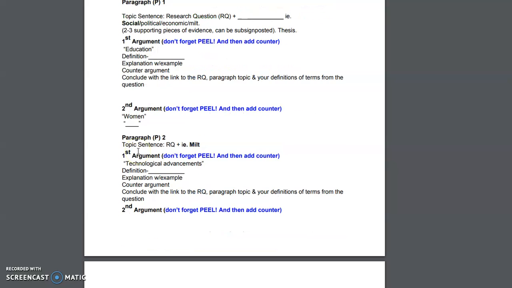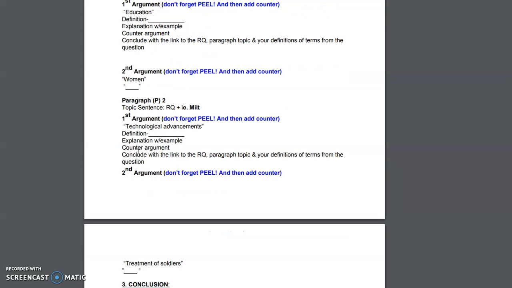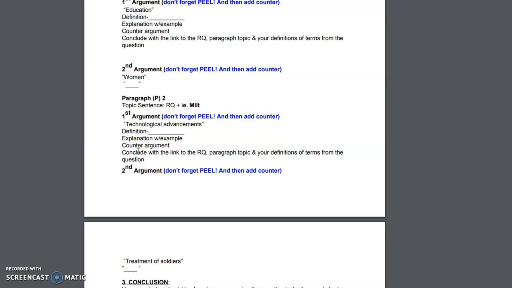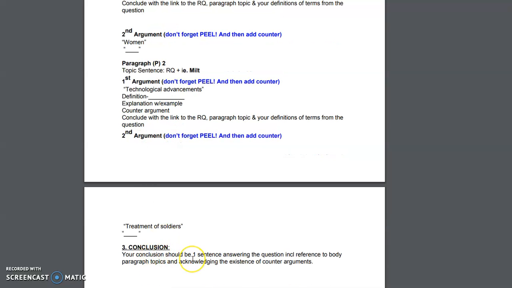And then in your second paragraph, you're going to apply these ideas of counter arguments, the idea of, this is how it was not an impact. And then ultimately, you're going to provide a one-sentence conclusion.